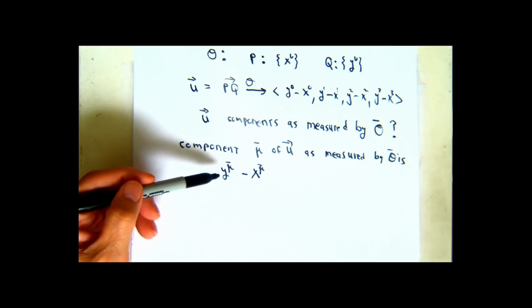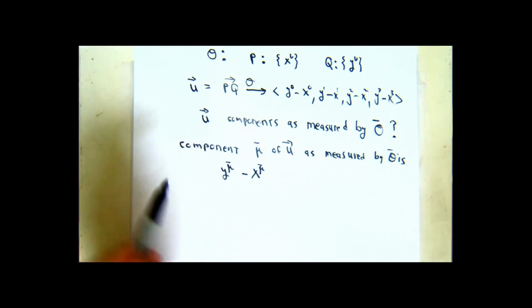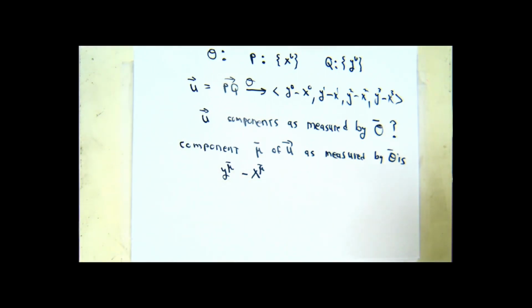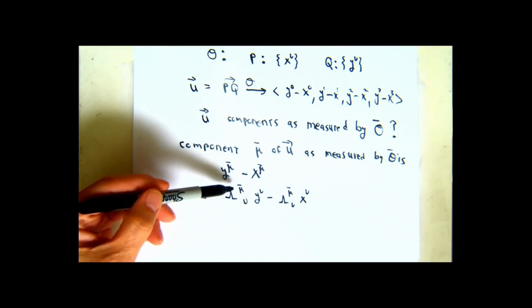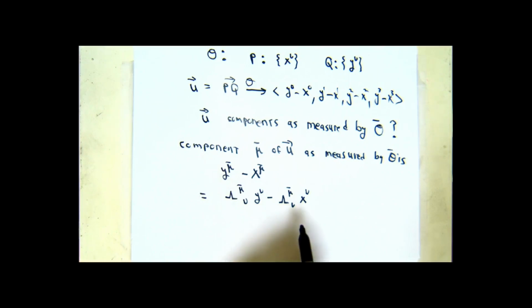I'll call those coordinates y mu bar, and I would have to subtract away the coordinates of point P as measured by O bar. I'll call those coordinates x mu bar. There are some comments to be made about this notation, but I'll put that away for a minute. We've just decided on a new notation for our linear transformations. y mu bar is lambda mu bar nu y nu minus lambda mu bar nu x nu.